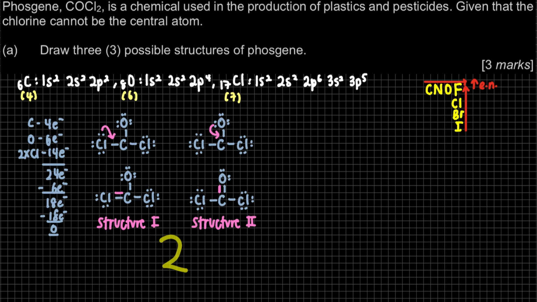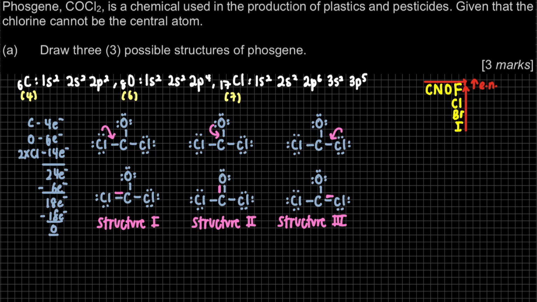Now we have 2 possible structures. Again, the question wants 3 possible structures. So how about the last one? For the last structure, since we have shared from this chlorine and from this oxygen, right now we're going to share from the right side chlorine. Because our carbon only got 6 electrons, it needs 2 more electrons. So this chlorine will share 1 lone pair, or 2 electrons. Since the chlorine here shares the lone pair, there's no more lone pair on that chlorine. So we have our double bond here. This is my structure 3.